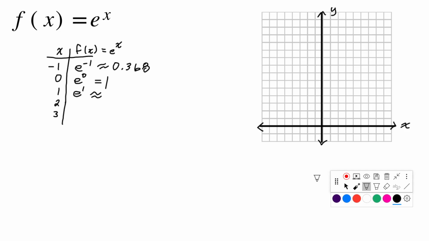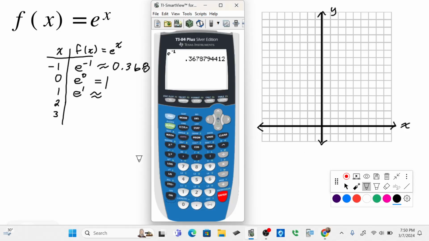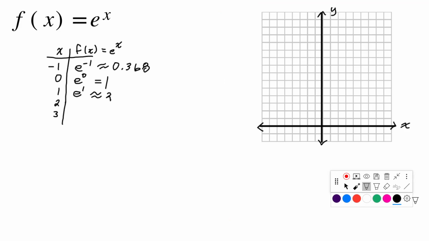So just to make sure I've been saying it correctly, let's go ahead and use the calculator to find e to the first power. It is approximately 2.718, just as I have been saying. We're going to do the same thing for e to the power of 2 and e to the power of 3.